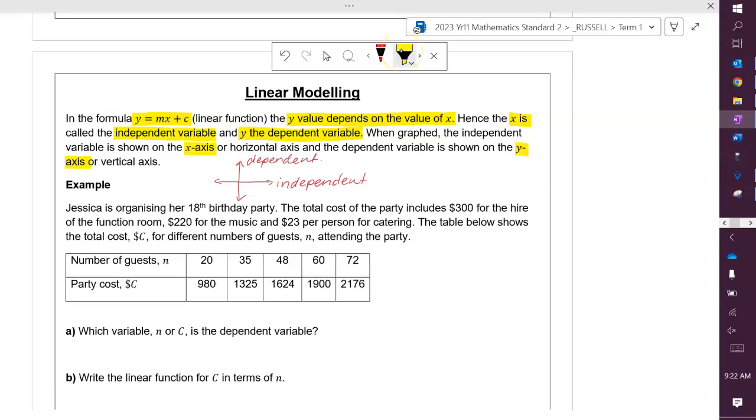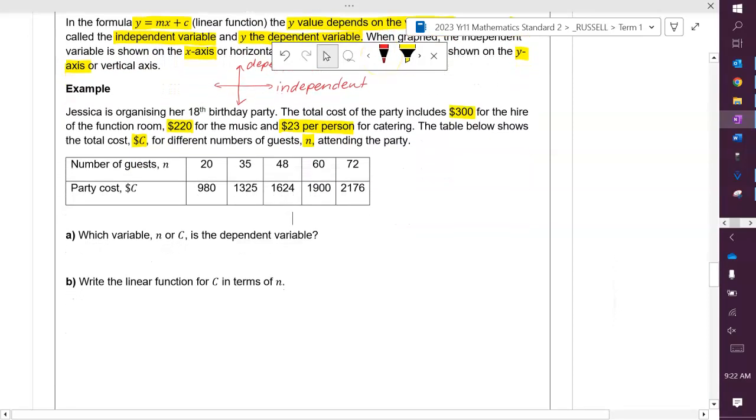So if we look at our example, Jessica is organising her 18th birthday party. The total cost of the party includes $300 for the hire of the function room, $220 for the music, and $23 per person for catering. So this table shows the cost in C dollars for the different number of guests N attending the party. So if she were to have 20 guests, the cost is going to be $980. 35 guests, $1,325, and so on.